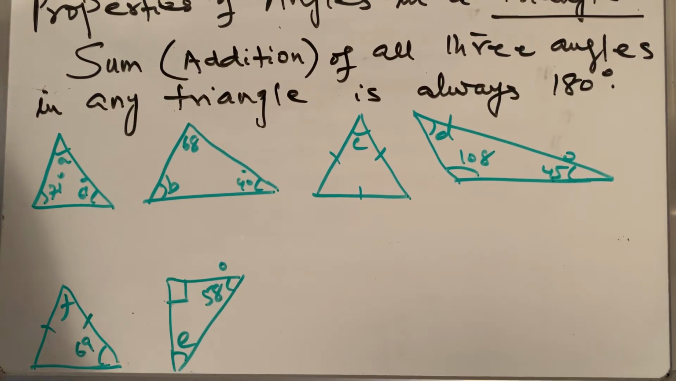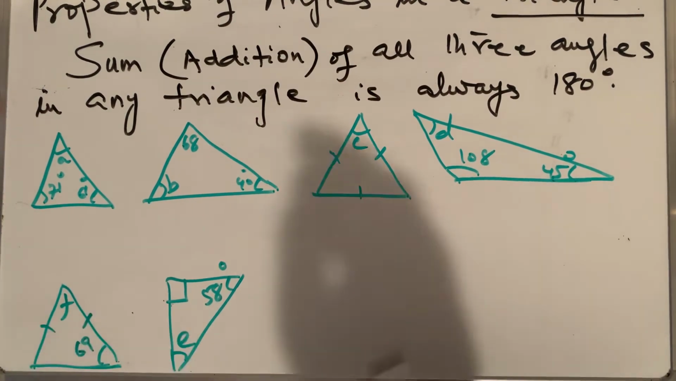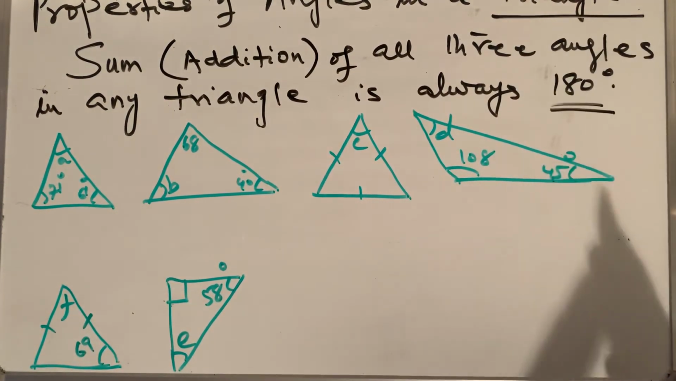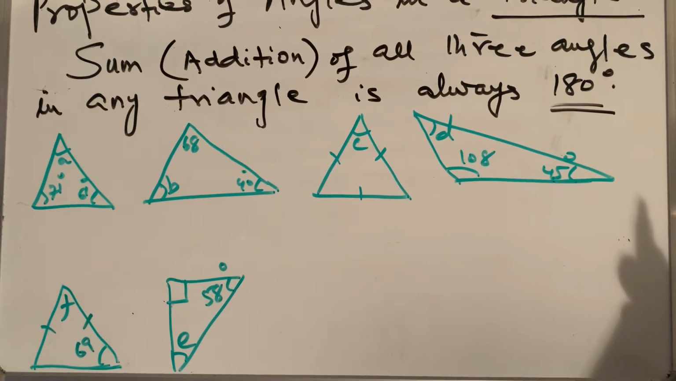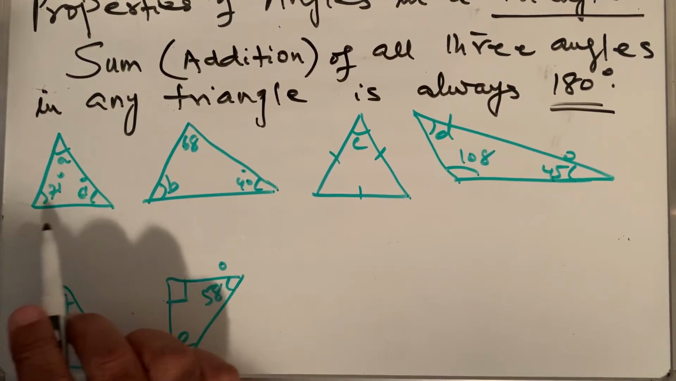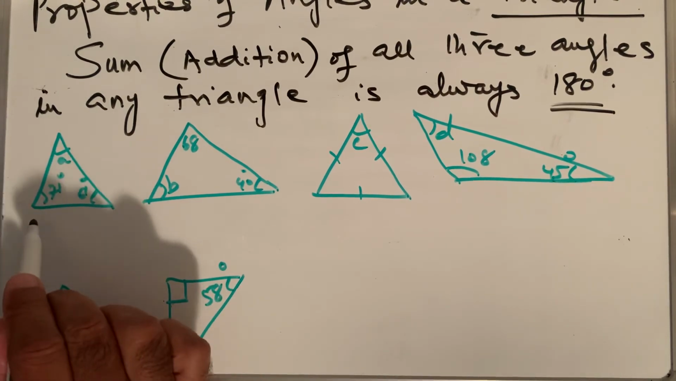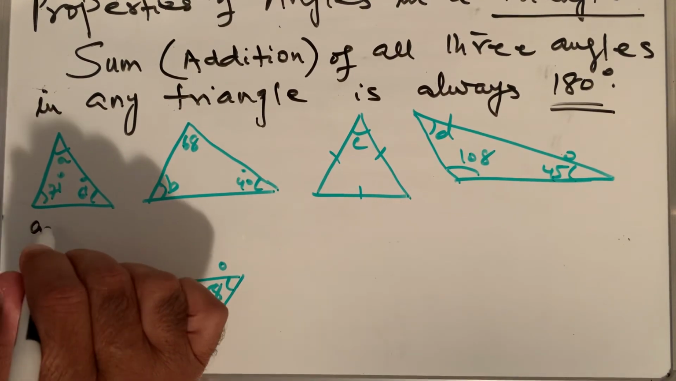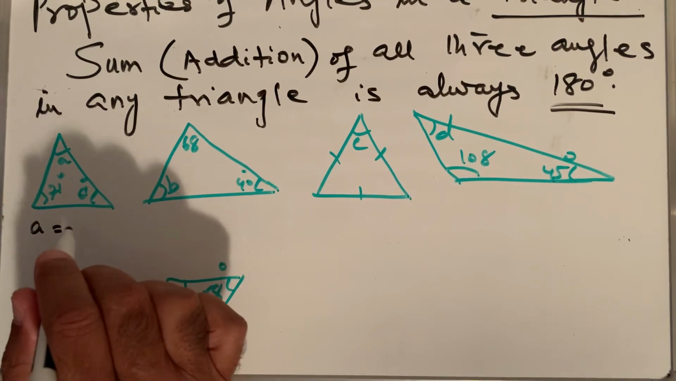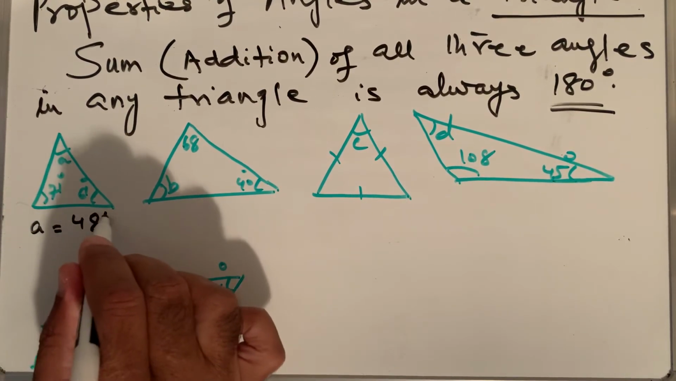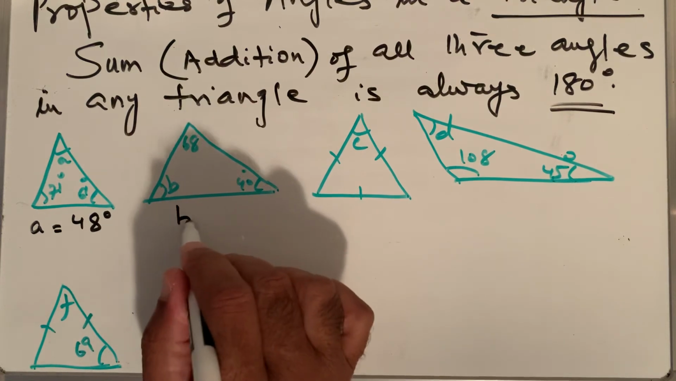Any triangle, I mean, you can make tons of examples here. It doesn't change the rule, and you can check with a protractor, making any sort of angle, any triangle, and then add their angles. That will always equal 180 degrees. So applying this rule to these triangles, we can add these two together and subtract them from 180. So my A will be, if you add the two angles and subtract from 180, 48 degrees.